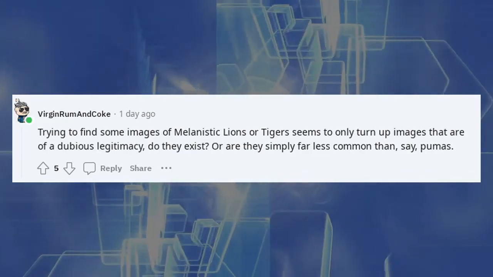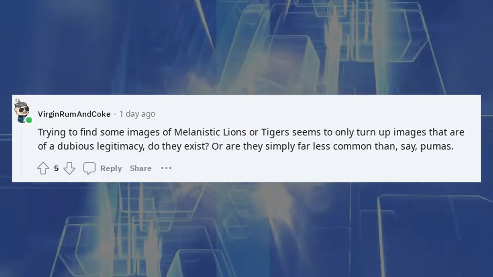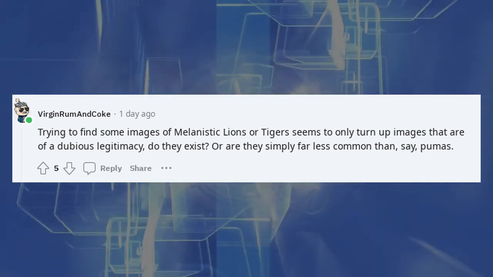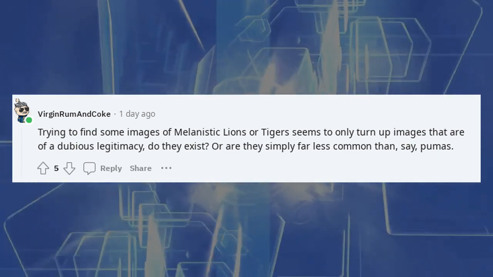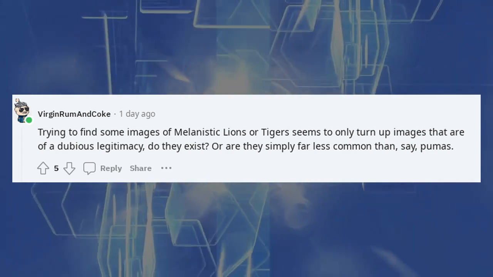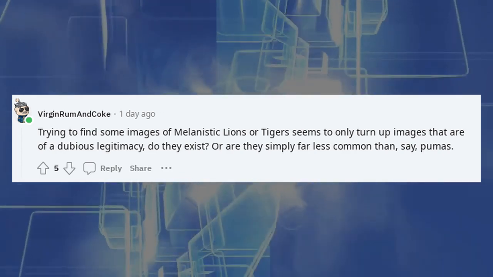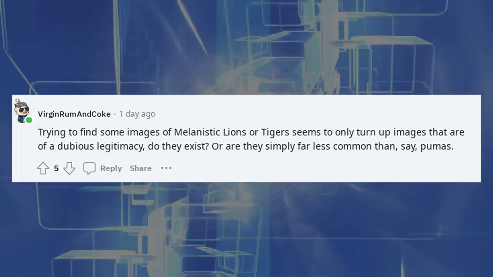Trying to find some images of melanistic lions or tigers seems to only turn up images that are of dubious legitimacy. Do they exist? Or are they simply far less common than, say, pumas?